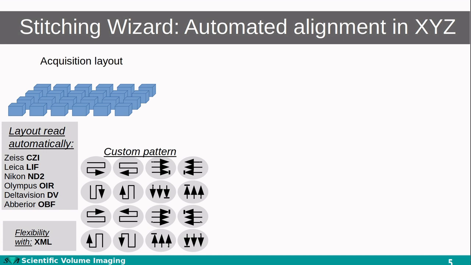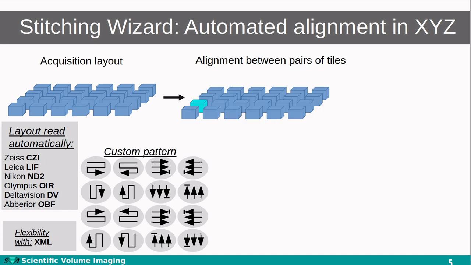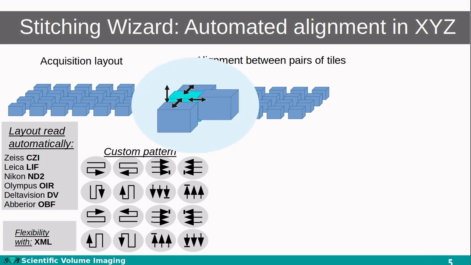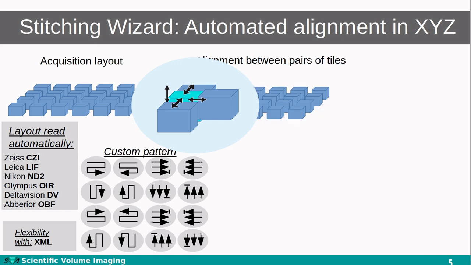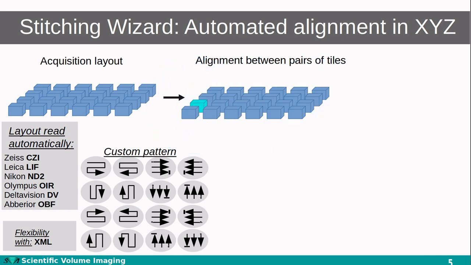The next step of the wizard is the alignment optimization of the tiles, which is done for each tile with respect to its neighborhood using a cross-correlation approach, as you can see here in the small scheme. This alignment process is also supported for 3D tiles in Huygens. You will at the end get an optimal alignment of all your tiles before the stitching process.